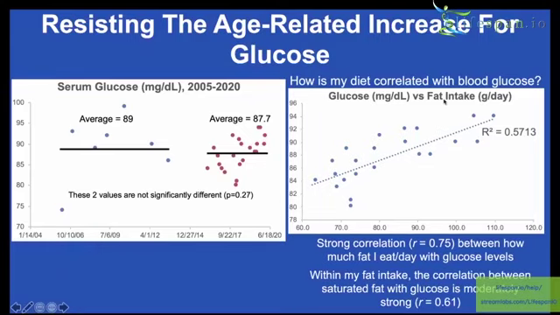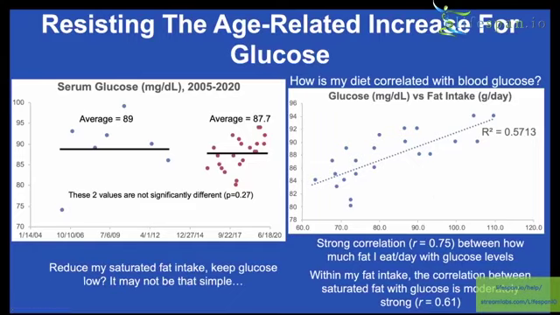And fat is not all just one thing. Fat's comprised of monounsaturated fats, polyunsaturated fats, and saturated fats. So they may not all equally affect or be correlated with my glucose levels. So within my fat intake, the correlation between saturated fat with glucose is moderately strong. So that may be driving this association, saturated fat. So the easy answer would be maybe to keep my blood glucose low, just eat less saturated fat. But as we'll see in a couple slides, it may not be that simple.